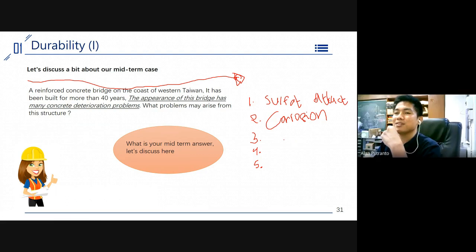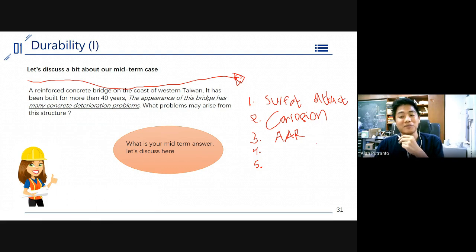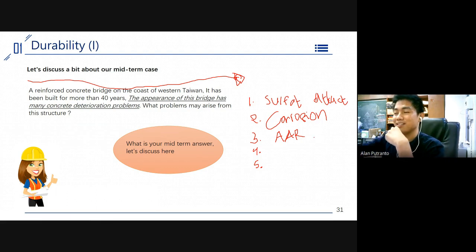Sulfate attack is good, but while waiting, I will tell my answer. Actually, my answer is about AAR. I don't know why, but something crossed my mind about AAR. That's alkali aggregate reaction. This is something just crossing my mind, like, oh, maybe this one will happen. And the second one is corrosion. Yeah, corrosion also comes to my mind when the crack happened.